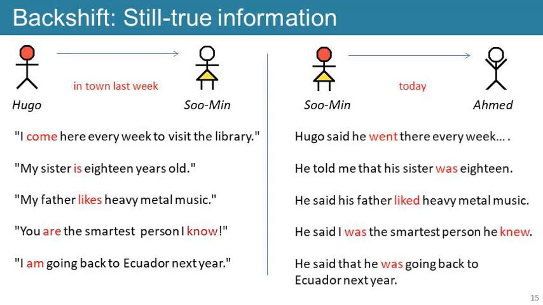It might seem strange, but even though it is still true, for example, that Hugo's sister is 18 and his father likes heavy metal music, the past tense is commonly used after a past tense reporting verb. See the examples on the right. The reporter's focus is on the past conversation. This determines the past tense of the reported verb.